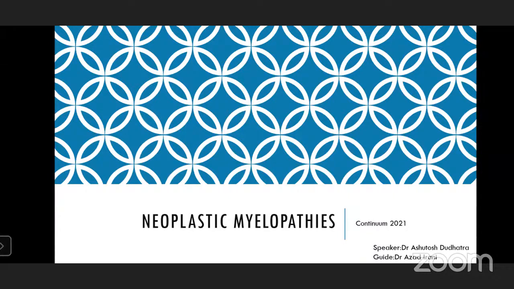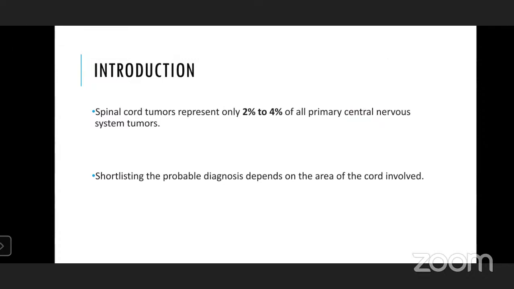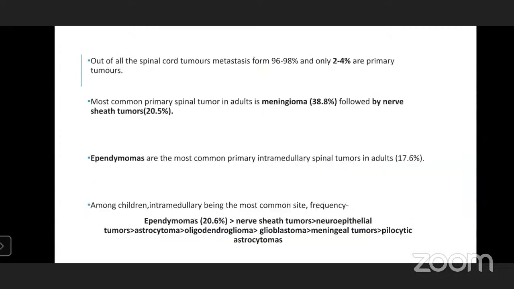So this talk is more on neoplastic myelopathies, primaries and metastasis. Good morning, everyone. Spinal cord tumors represent only 2 to 4% of all the primary central nervous system tumors. Shortlisting the probable diagnosis depends on the area of cord involved. So it may be intramedullary, intradural extramedullary, and extradural extramedullary. Out of all the spinal cord tumors, metastases form the major component, accounting for 96 to 98%, and only 2 to 4% are primary tumors.